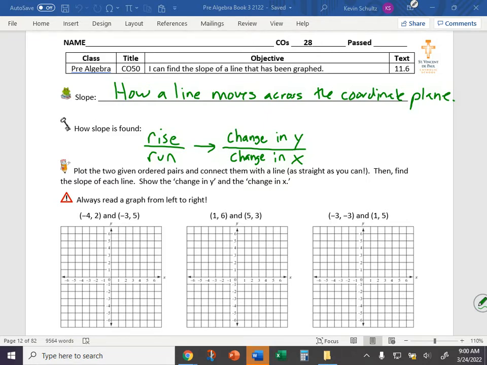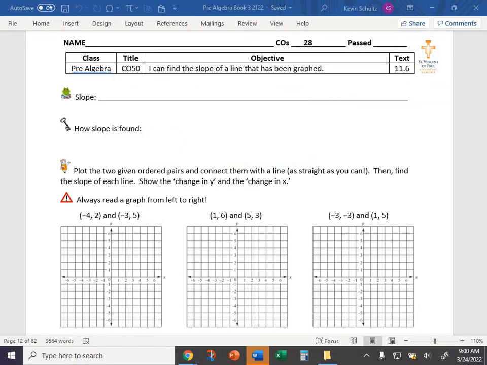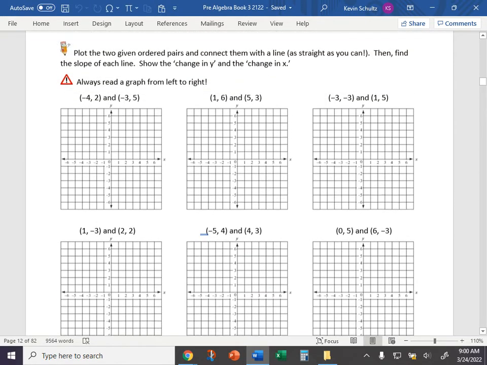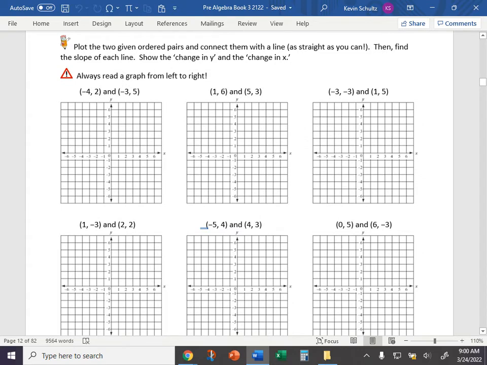I think that's a pretty good definition for now. We'll expand on it in future objectives, but this is going to get us through CO50 just fine. Okay? Questions on this before we go down? All right, let's do some practice. I don't put the lines in for you because I do want you to practice plotting points also. It says plot the two given ordered pairs and connect them with a line as straight as you can. Then find the slope, show the change in y and the change in x.